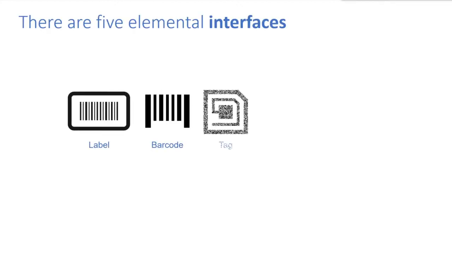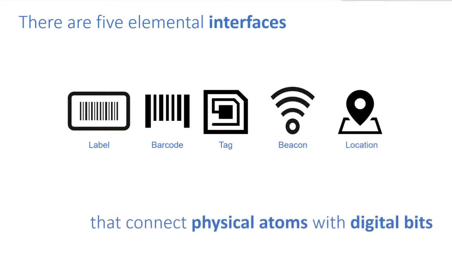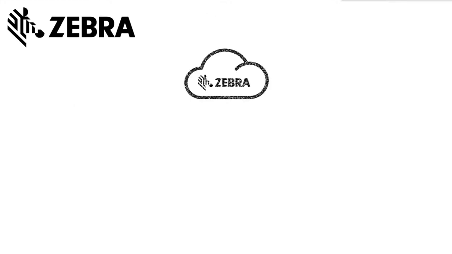Essentially, there are five things that we tend to look at the most, and that is the barcode labels from the printers, the barcode itself, scanning, and then of course RFID tags. We've got an RFID tag here. Beacons, we've got plenty of beacons. Here's a beacon, and within that we can get the location solutions as well. So we're basically taking the physical sensor data and turning it into digital bits to use and consume.